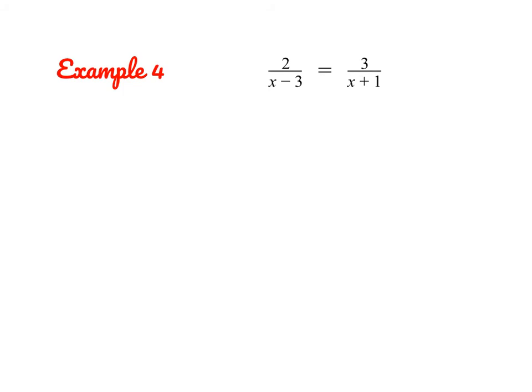Okay, let's try another example together. So here you actually see that we have addition and subtraction on both sides of our equal sign, but that's okay. So remember, we're always going to start by grouping, and then we can cross multiply. So we end up with 2 times (x plus 1) equals 3 times (x minus 3).